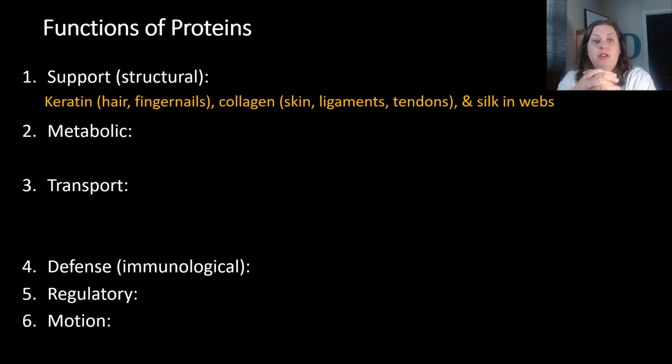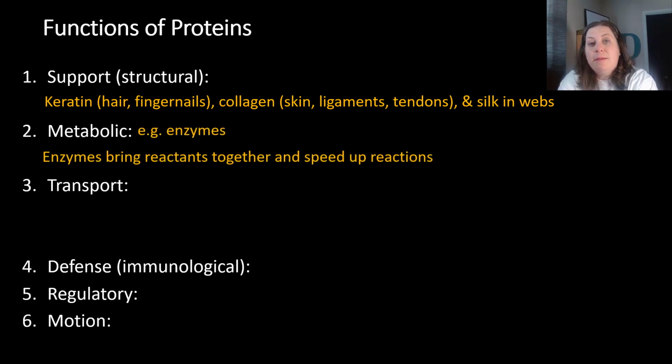They help give you that structure. Collagen in your skin, which helps keep it really tight and nice, as well as ligaments and tendons. And even the silk that's found in the webs of spiders is made out of protein. Other proteins are for metabolic purposes. These are going to be things like enzymes. We talked briefly about these, but enzymes speed up chemical reactions and help them go faster, whether it's to build something or break it down.